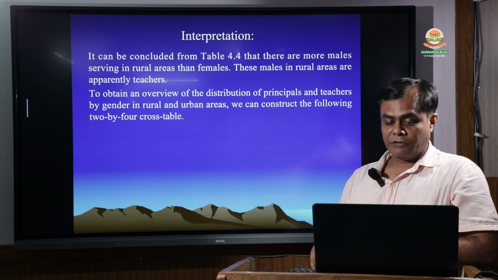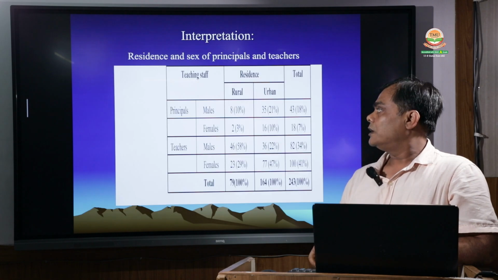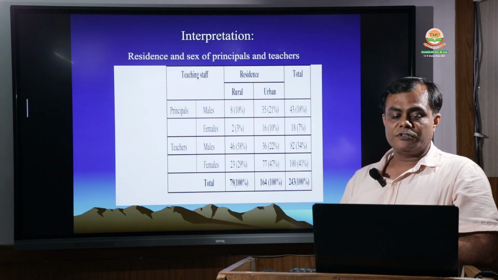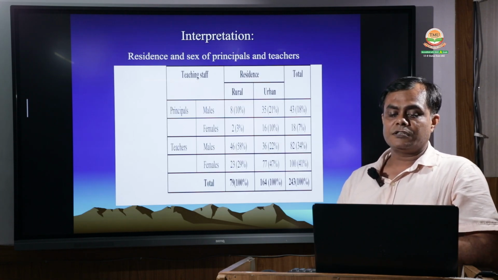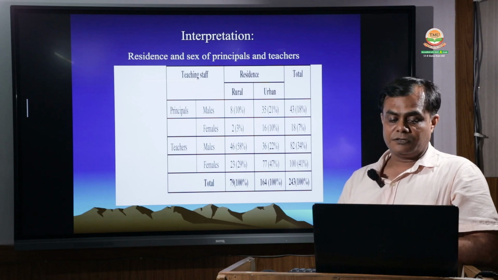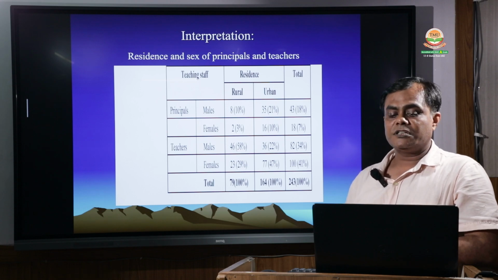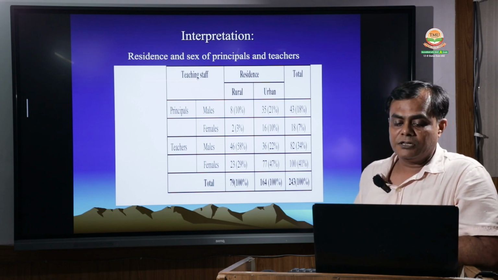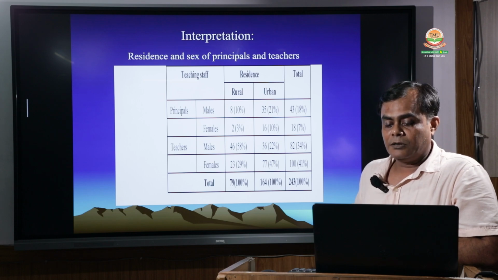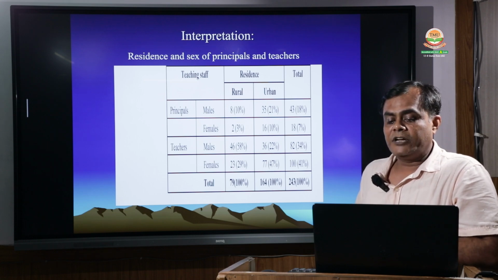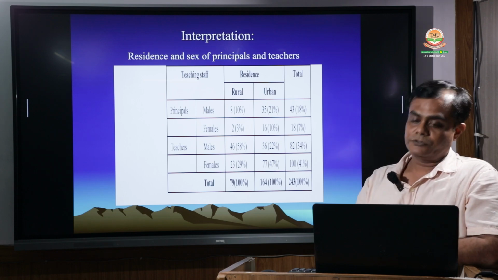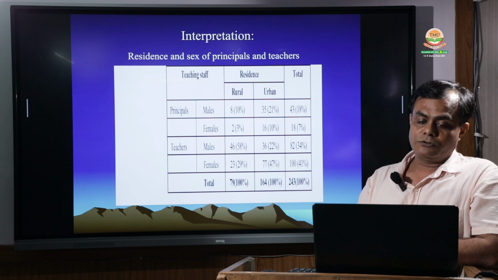So this is the 2x4 cross tabulation, giving the residence and the sex of the principals and teachers. Here the teaching staff, the principal, male, female, teacher, male, female, rural and urban. This is the 2x2 cross tabulation. So this is an example of the 2x2 cross tabulation.